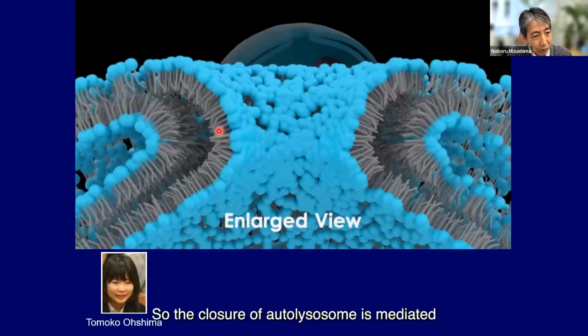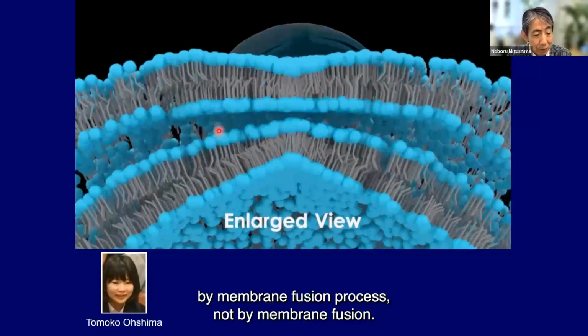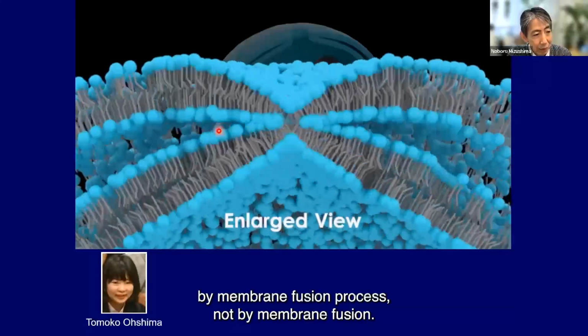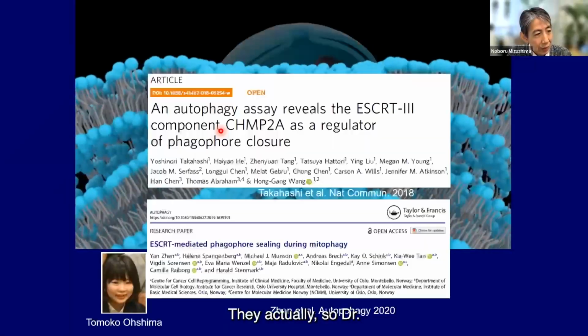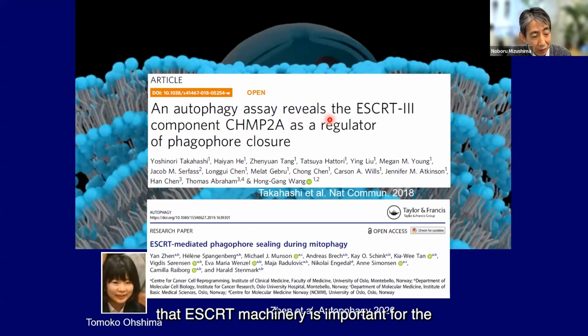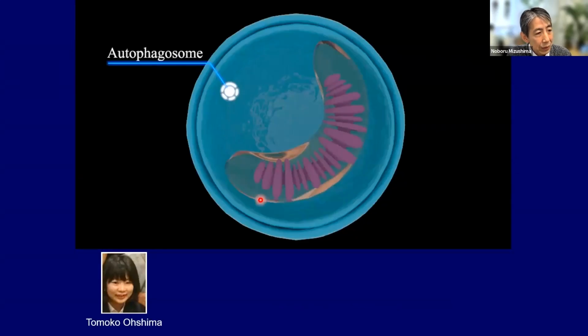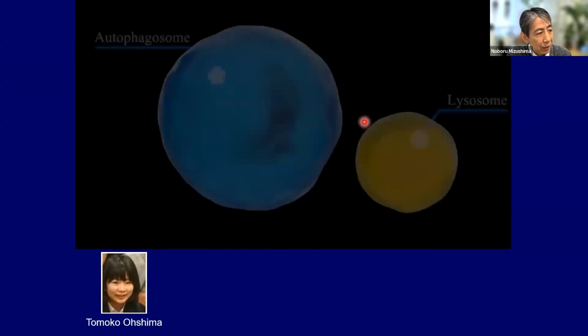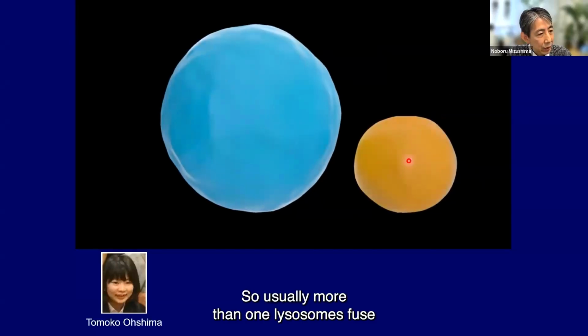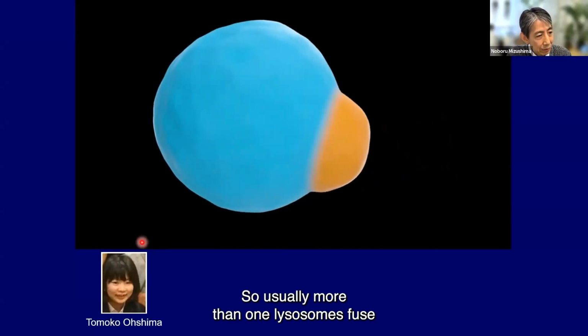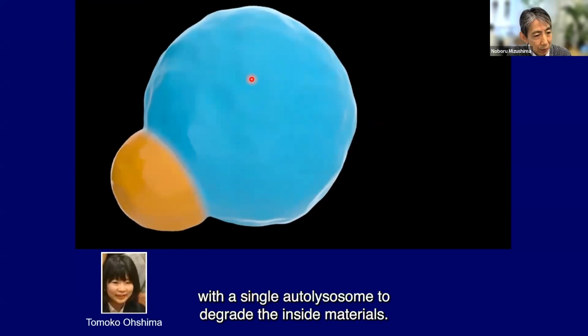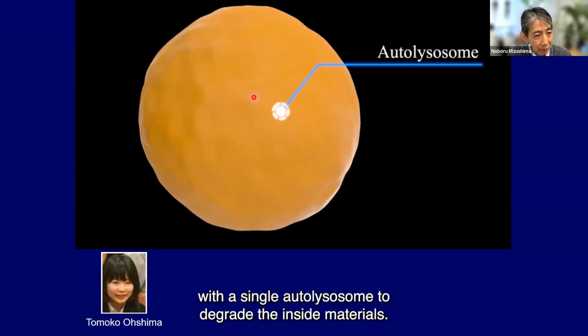The closure of the autophagosome is mediated by a membrane fission process, not by membrane fusion. Dr. Takahashi's group and Stenmark's group reported that ESCRT machinery is important for the closure step of autophagosomes. Once it is closed, usually more than one lysosome fuses with a single autophagosome to degrade the inside materials.